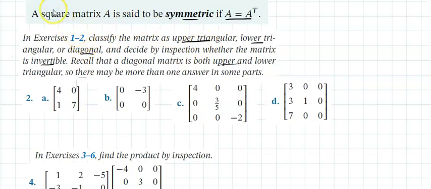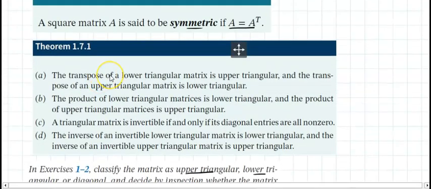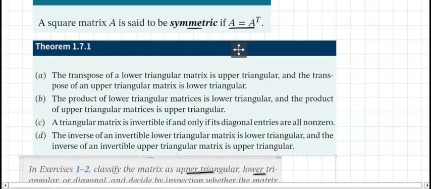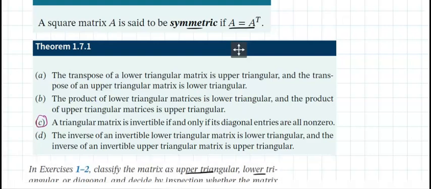Now, I do want to talk about invertibility. It seems I skipped that theorem. Okay, I found it. Out of those parts, I'm really more interested in part C. It states that the transpose of a lower triangular matrix is upper triangular, and the transpose of an upper triangular matrix is lower triangular. The product of lower triangular matrices is lower triangular, and the product of upper triangular matrices is upper triangular. This turns out to be crucial for what we need.